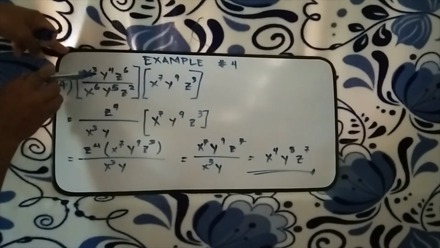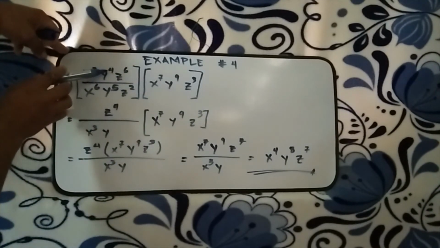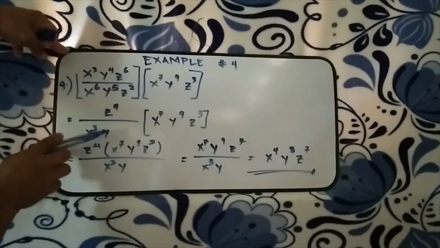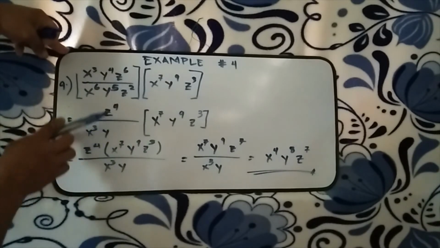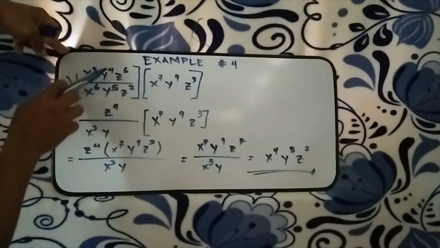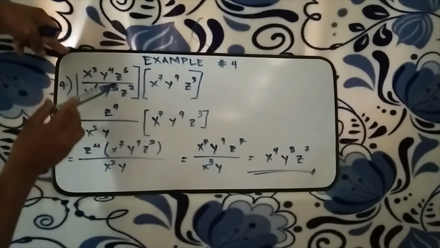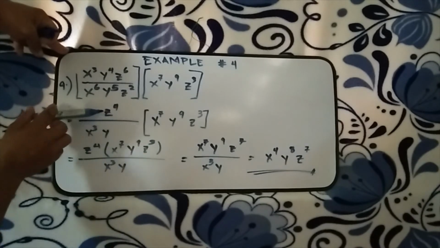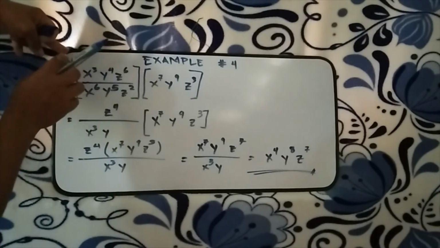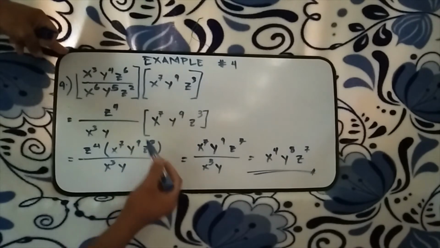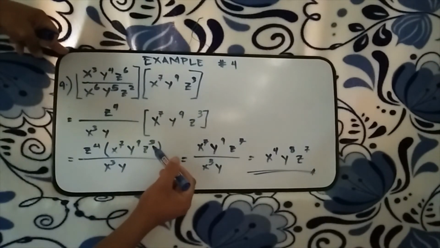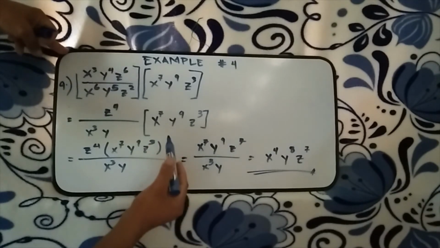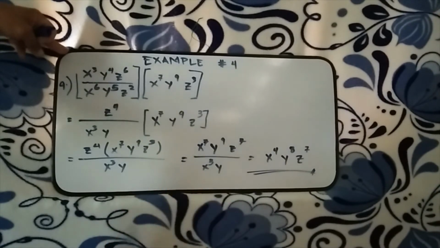Sa y naman is 5 less 4, 1, kaya naging y. Dito natin ilagay sa baba kasi mas mataas yung 5 kaysa sa 4. Sa z naman, 6 less 2 is 4. Kaya sa taas natin nilagay kasi mas mataas yung 6. Times the quantity of x to the 7, y to the 9, and z cube.